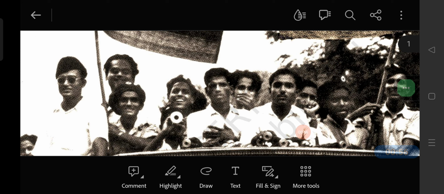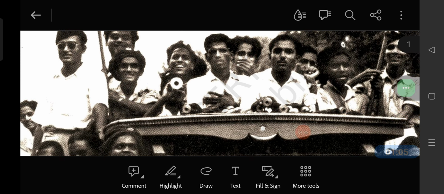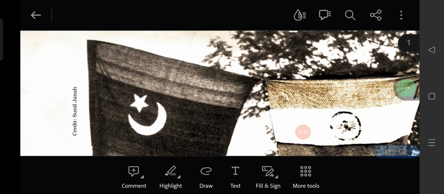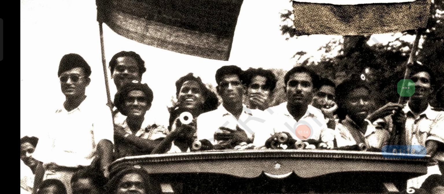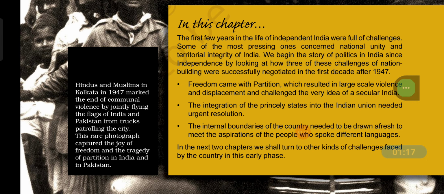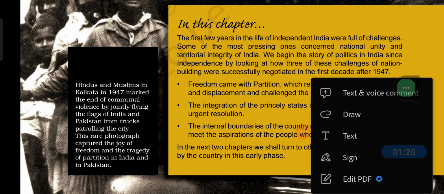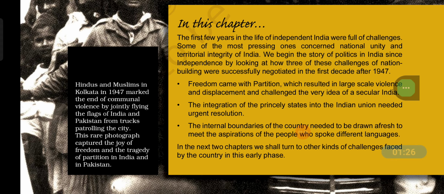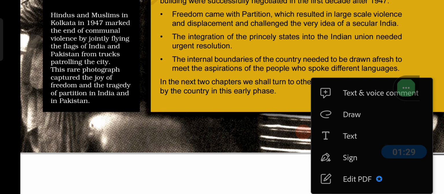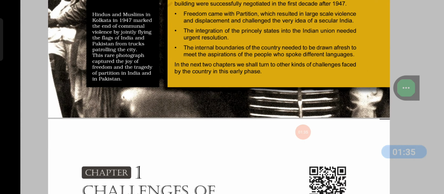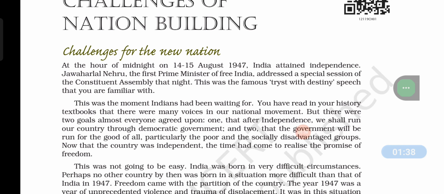So you will get the answer after watching this video. So let's start. In this video, the first topic is a picture of when most of the people from Pakistan and Bharat, Hindus and Muslims in Kolkata in 1947, marked the end of communal violence by jointly flying the flag. Both of the communities jointly flew the flag, and this rare photograph captures the joy of freedom. For the first time both communities celebrated the joy of freedom.